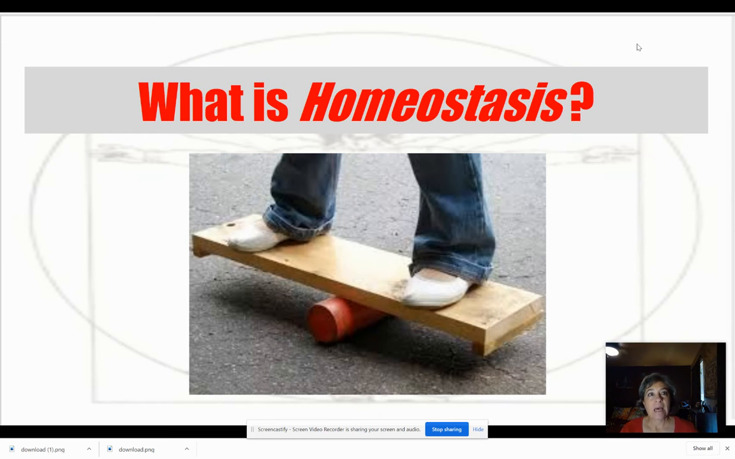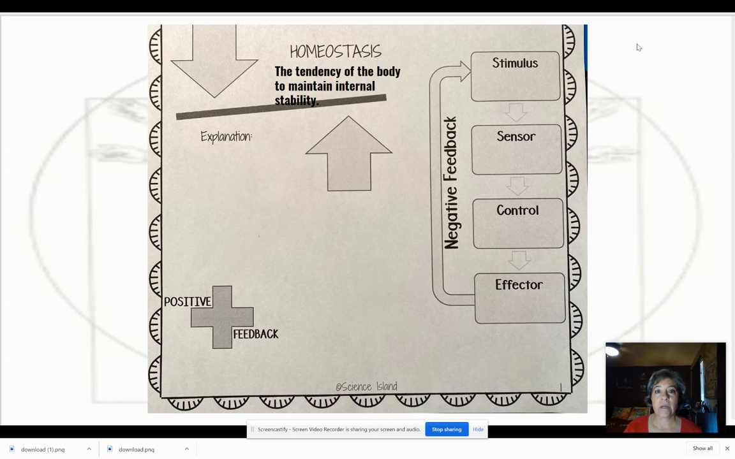You have a lot of external things coming at you that could possibly change how things are running internally. And so you have mechanisms in place to help you meet those external things coming at you to make sure you stay balanced. So this is the notes page that you should have open in your interactive notebook.